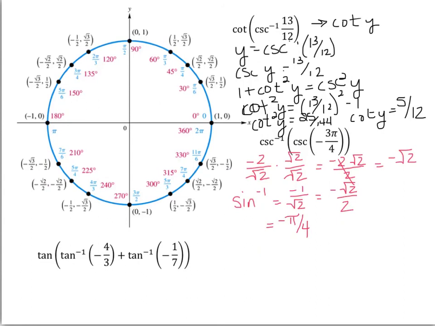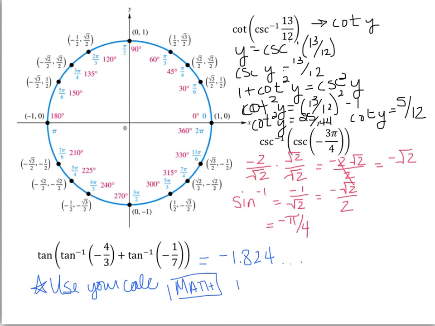For this last problem, a problem that's this complicated, what I'm going to tell you is that you get to use your calculator. Be careful about where your parentheses go. But when you enter this in your calculator, you will get negative 1.824, and it will continue. What I want you to do after that is hit the button that says Math, and then select number 1, which is frac, and hit Enter. And that will give you an answer of negative 31/17.